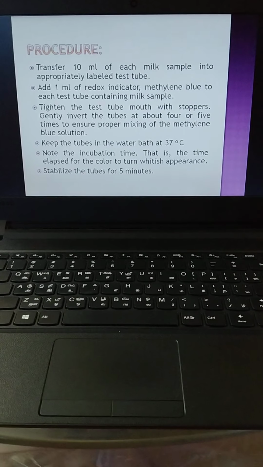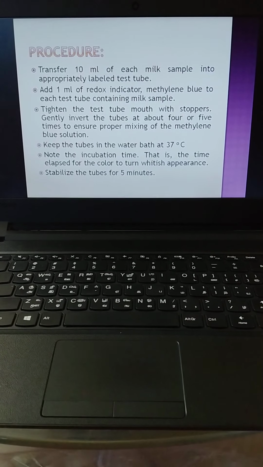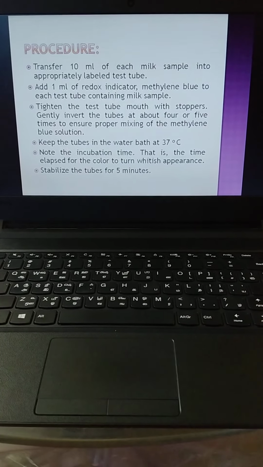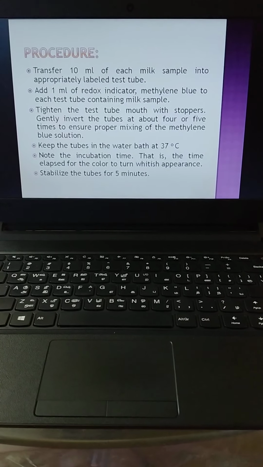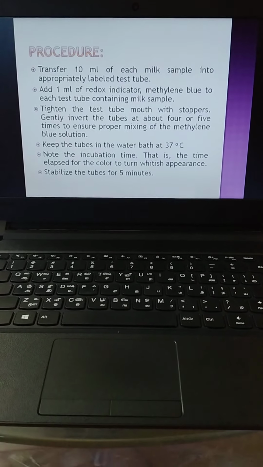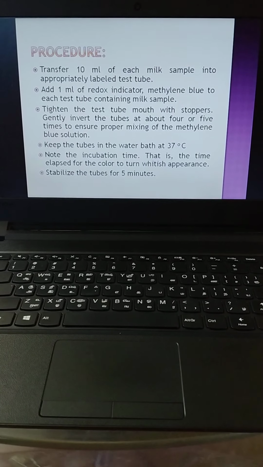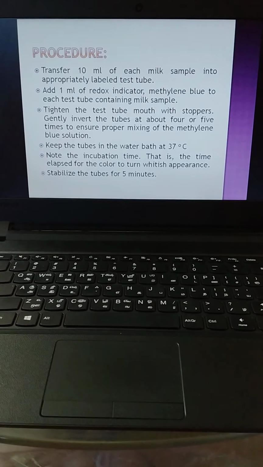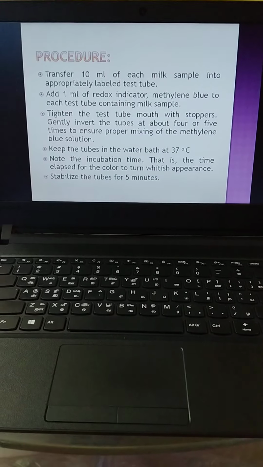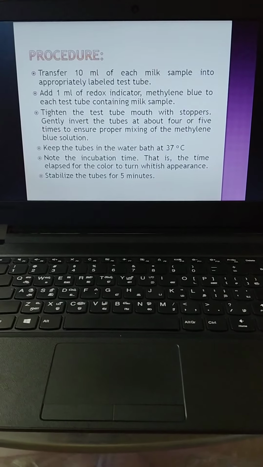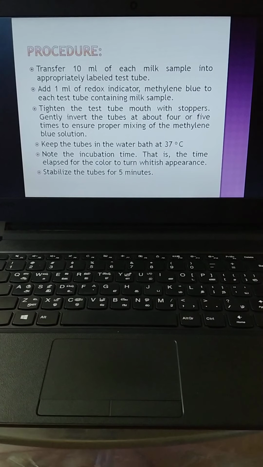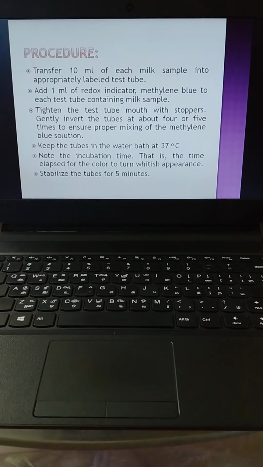Once we add this redox indicator, that is your methylene blue, we'll tighten the test tube mouth with a stopper and gently invert the tube about 4 to 5 times, so that we ensure proper mixing of the milk along with the redox indicator, and the methylene blue solution will be mixed with this. We'll have to keep these tubes in a water bath at 37 degrees Celsius.